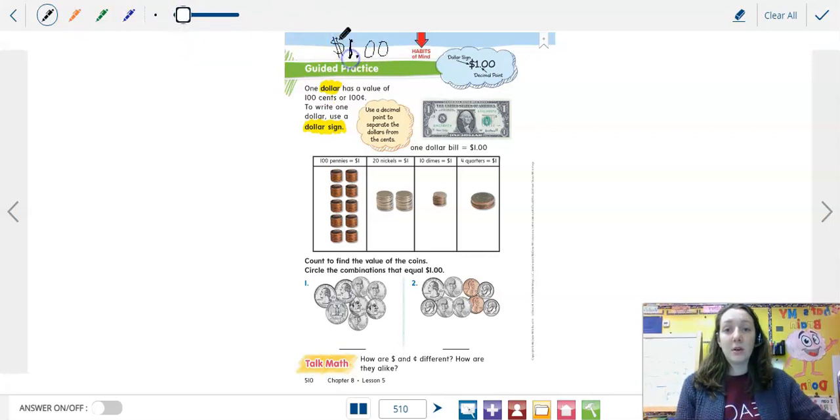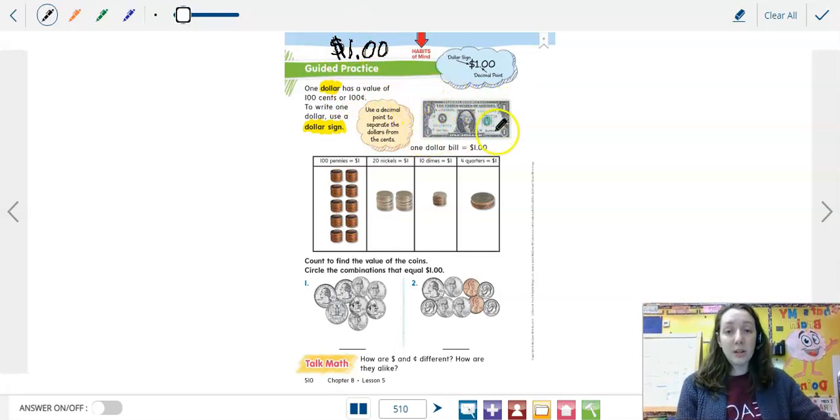So when you write a dollar, you have that decimal point and 2 zeros because you have 0 cents. If I have a dollar, I have $1 and 0 cents. That's why you might have seen in prices that little period is the difference between dollars and cents.